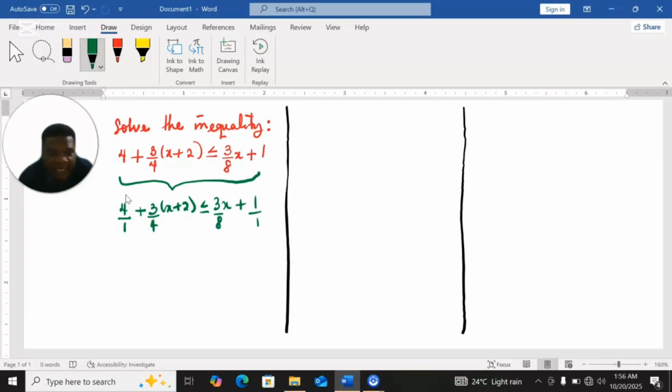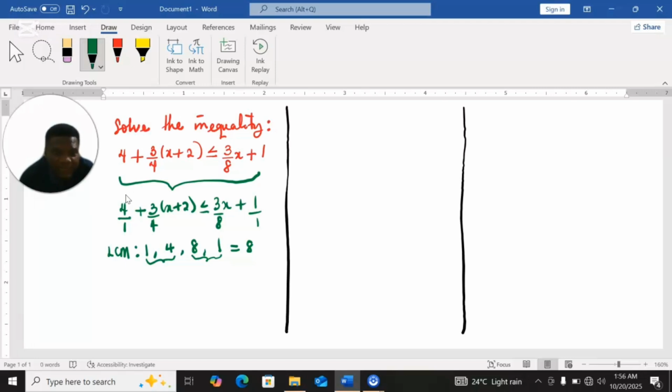It is so that I can make you see clearly that I'm about taking the LCM of the denominators 1, 4, 8, and 1, with these being the denominators on the left hand side, and these being the denominators on the right hand side. Now the LCM of 1, 4, 8, and 1 is clearly 8, since 1, 4, and 1 here are factors of 8, meaning that they can divide 8 without leaving a remainder.